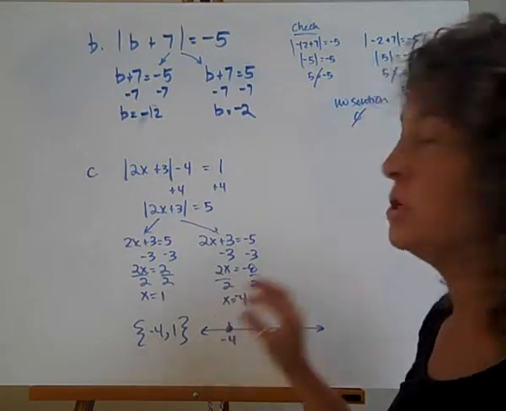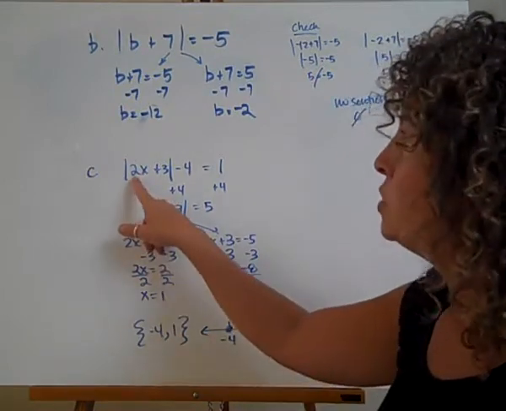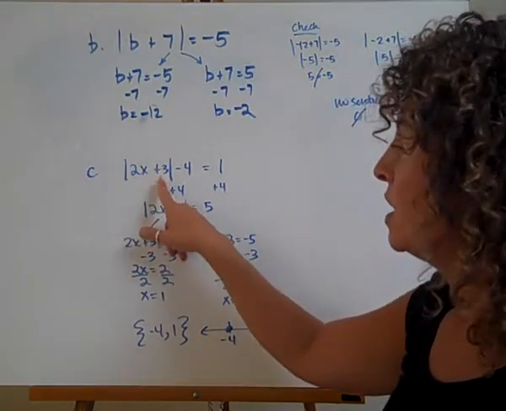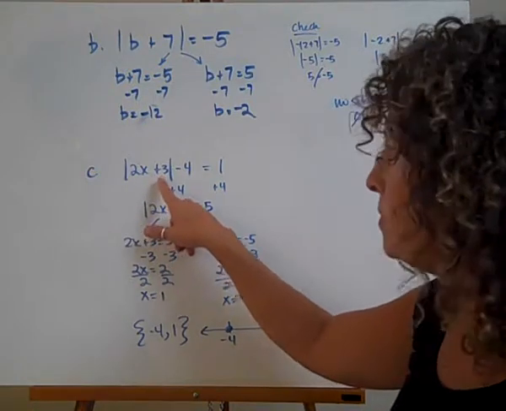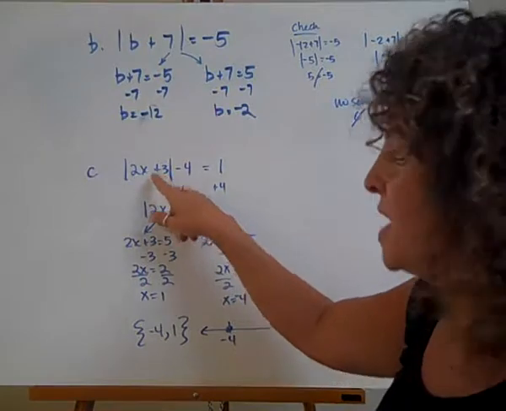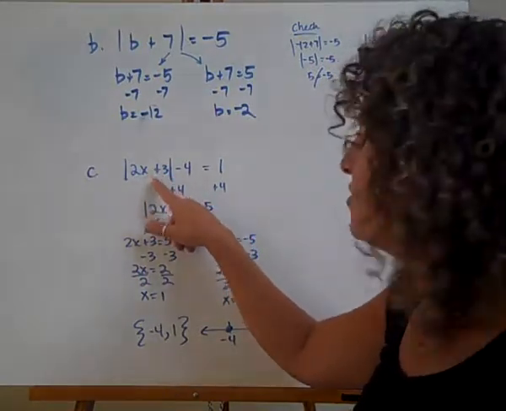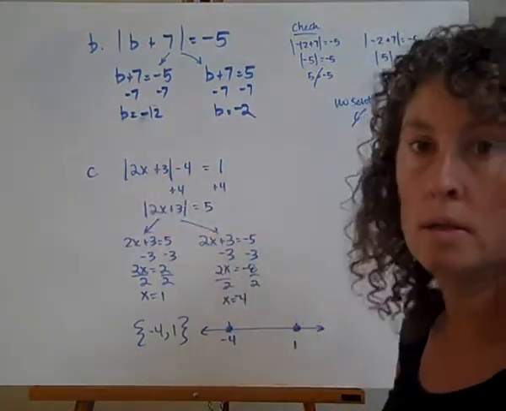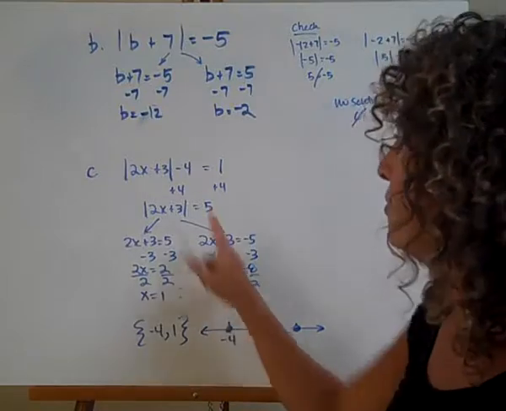Again, I highly recommend you check these, so let's go back. 2 times negative 4 is negative 8. Negative 8 plus 3, negative 5. Absolute value of that is 5. 5 minus 4 is 1. That checks out.